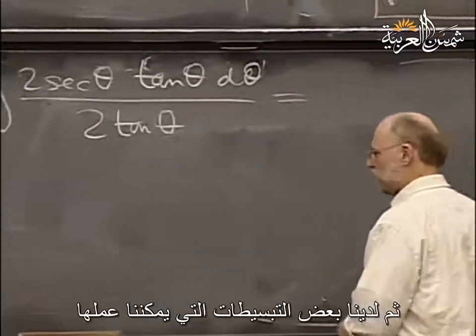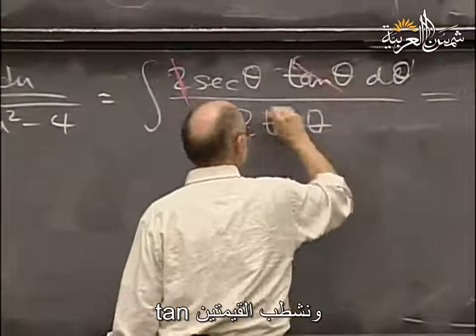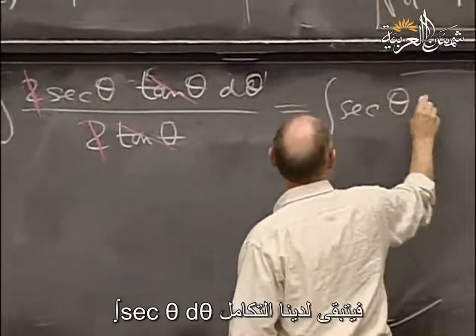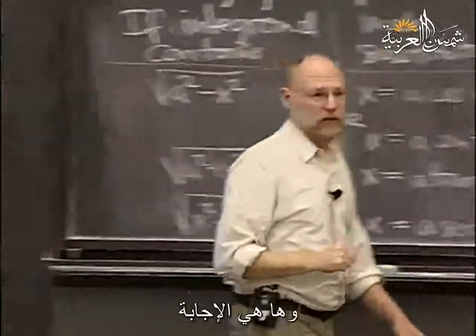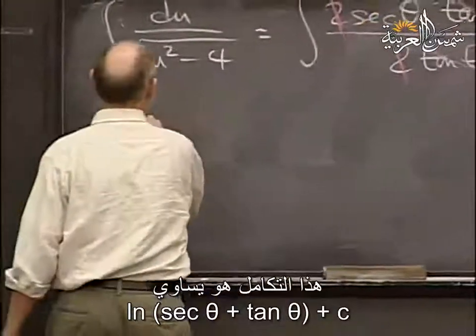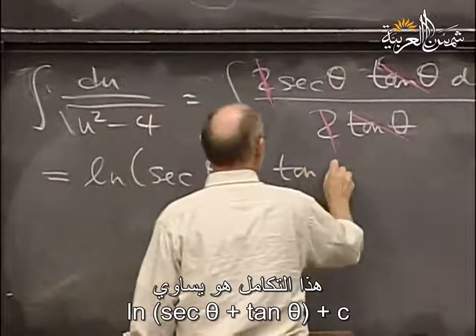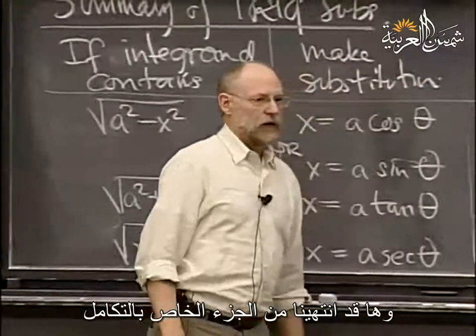Ha! Well, so some very nice simplification happens here. The 2's cancel, and the tangents cancel, and I'm left with trying to work with the integral of the secant of theta d theta. And luckily enough, at the very beginning of the hour, I worked out how to compute the integral of the secant of theta, and there it is. So this is the natural logarithm of the secant of theta plus the tangent of theta plus a constant. And we're done with the calculus part.